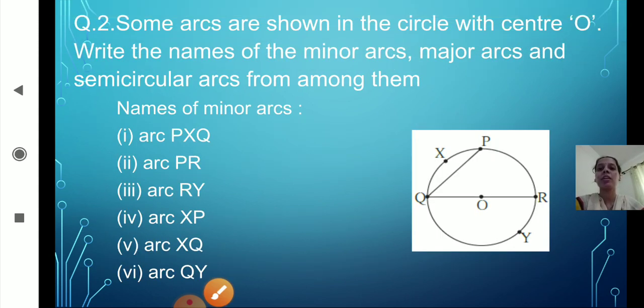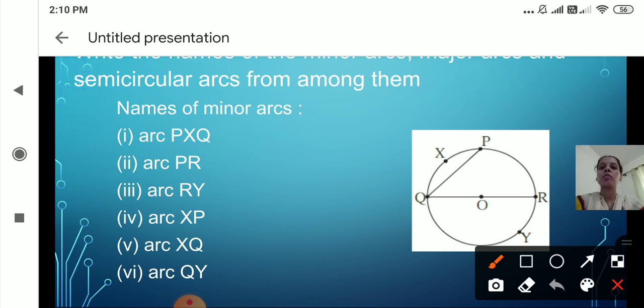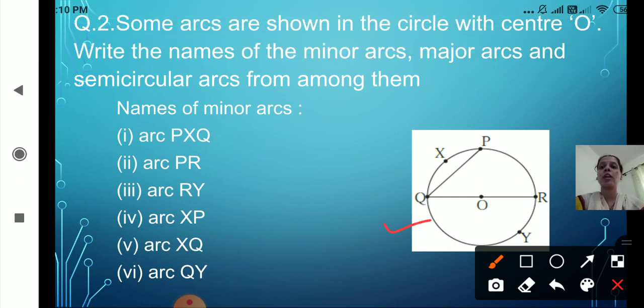Now we'll start with the sums. Some arcs are shown in the circle with center O. Write the names of the minor arcs, major arcs and the semicircular arcs from them. One circle is shown here and the arcs are shown here. To write down the names of the minor arcs, the smaller arcs, major arcs, the bigger arcs, and the semicircular arcs, we'll start with the minor arcs first.